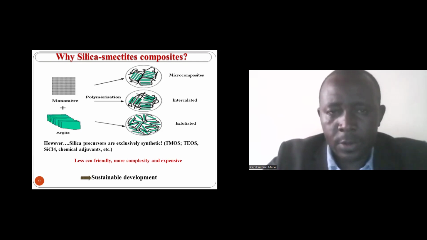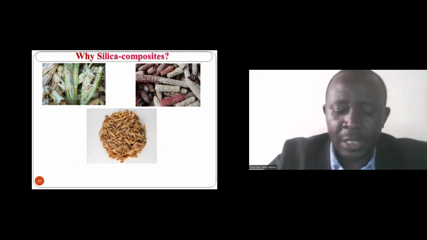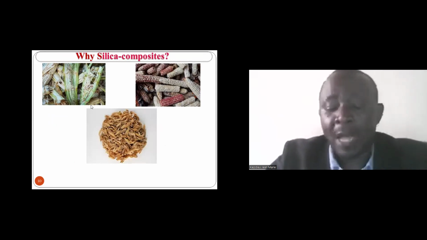And we think, and it's also proven in the literature, that there are some low-cost materials, like sugarcane bagasse, corn cob, rice husk, and many others that are quite rich in silica and could then be explored in such synthesis of silica smectite composite.